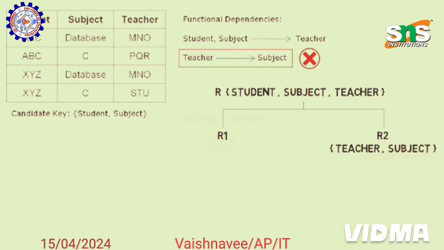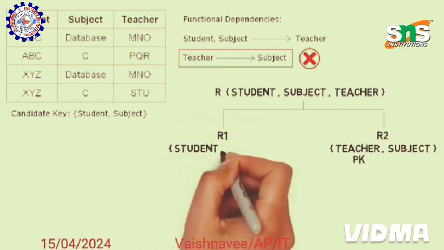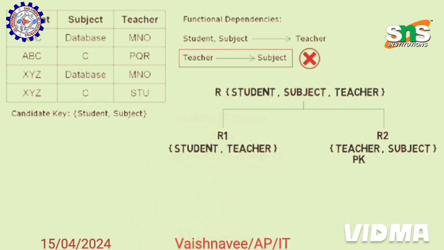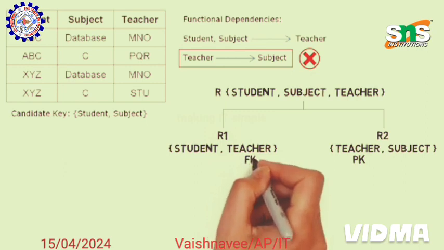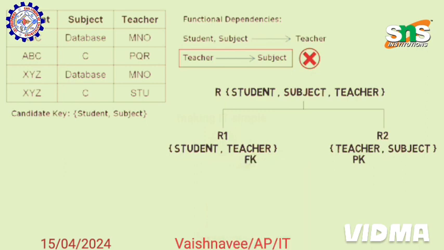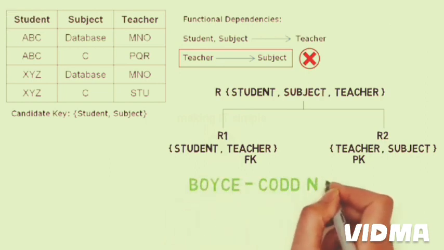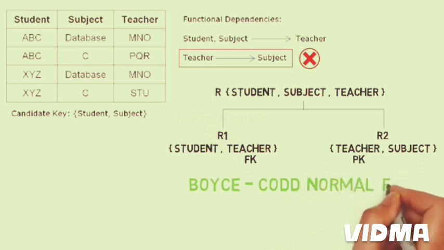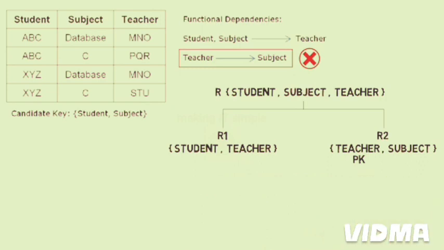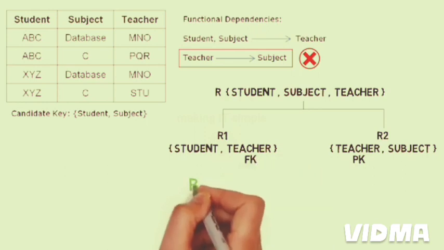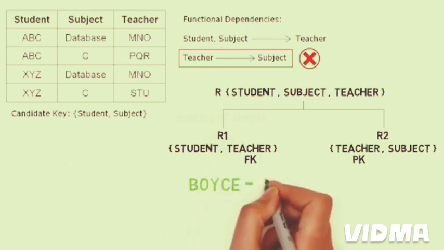We'll take the attributes from the functional dependency that is not allowed. That functional dependency was teacher determines subject. So R2 will have teacher and subject as its attributes, where teacher is the primary key. And R1 will have student and teacher attributes, where student is the primary key and teacher is a foreign key, which is the primary key in R2. So now this relation is decomposed into two different relations and transformed into Boyce-Codd normal form.